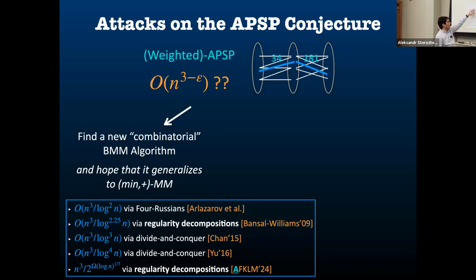The first improvement is the Four Russians, a very old algorithm that saves a log squared factor. There were some papers by other combinatorial divide and conquer methods. And there was this paper by Bansal and Williams, saving some factor. But the method they were using is interesting, these regularity decompositions. And recently we've been able to use the same method, but with different regularity notions, to get a super polylog saving. So this result is saying we can solve this unweighted thing with the new method at this time.